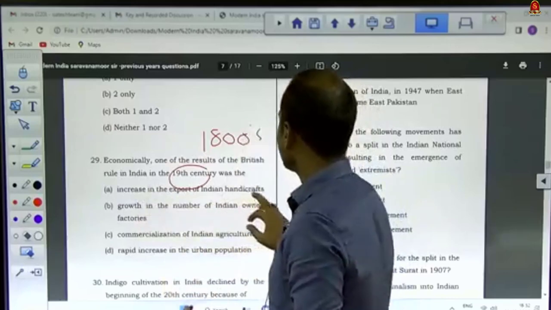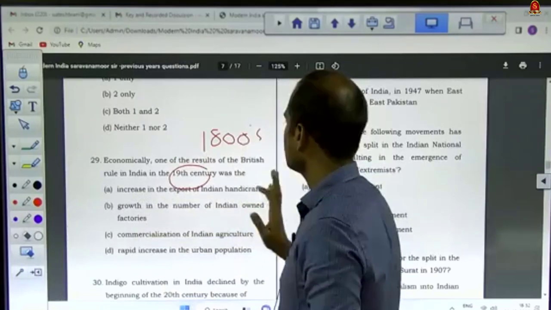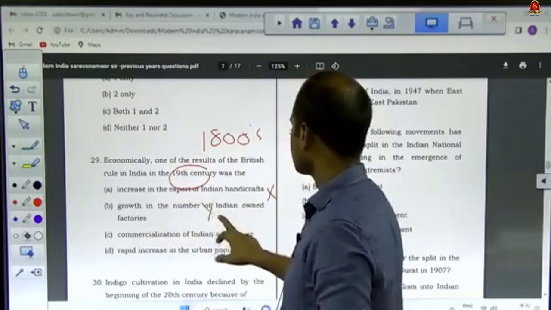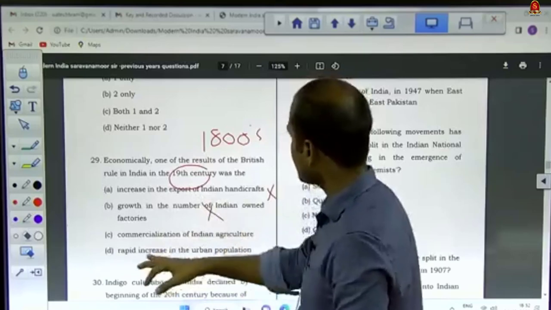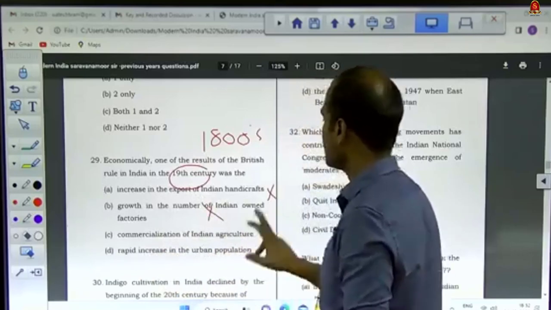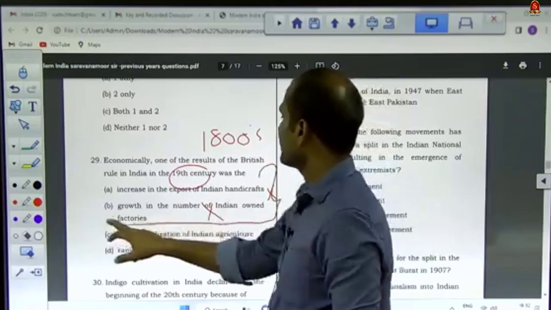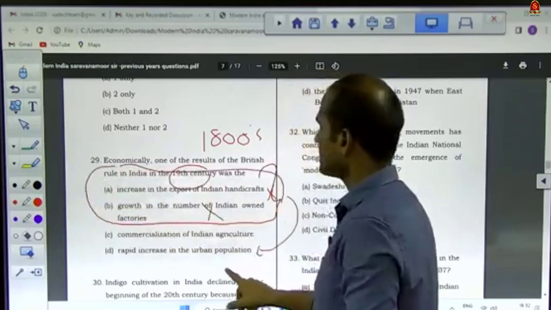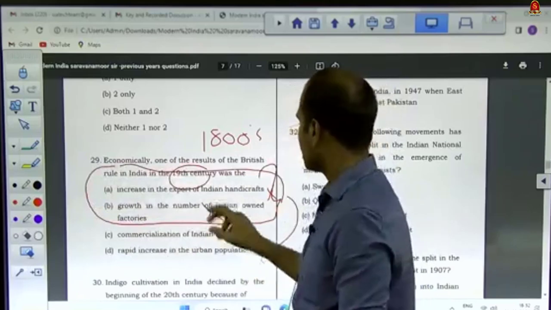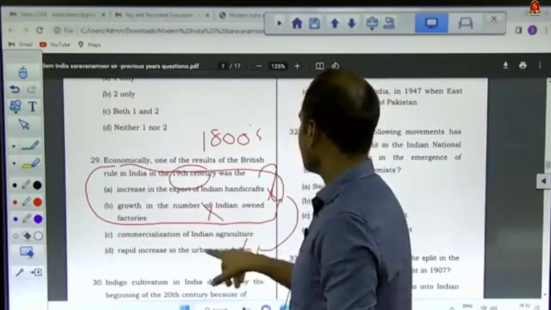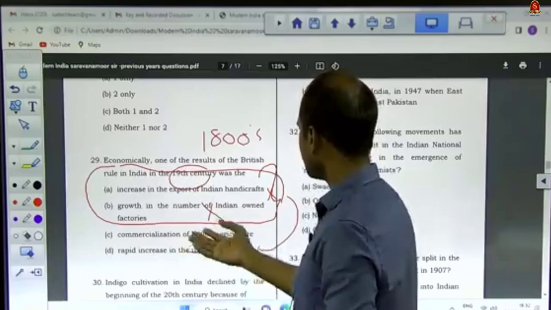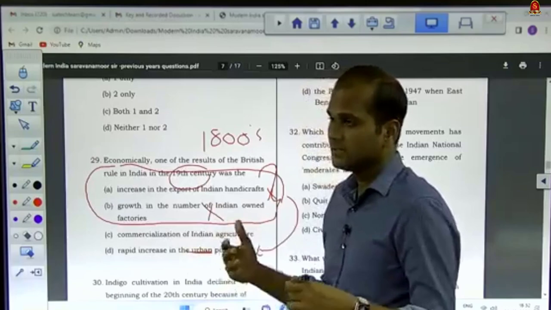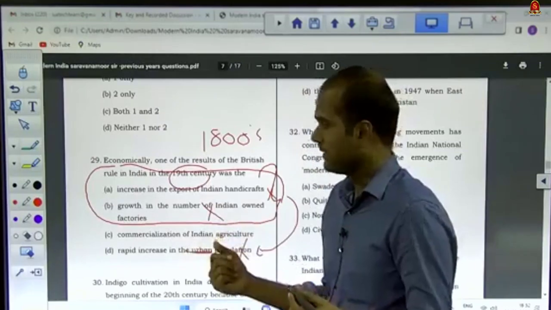Increase in the export of Indian handicraft? No, it started to decline. Growth in the number of Indian-owned factories? No, absolutely wrong. Rapid increase of urban population? No. Because of the decline of industrialization and the handicraft industry, ruralization happened, not urbanization. Thus, commercialization of agriculture is the answer. This is one method of elimination process.